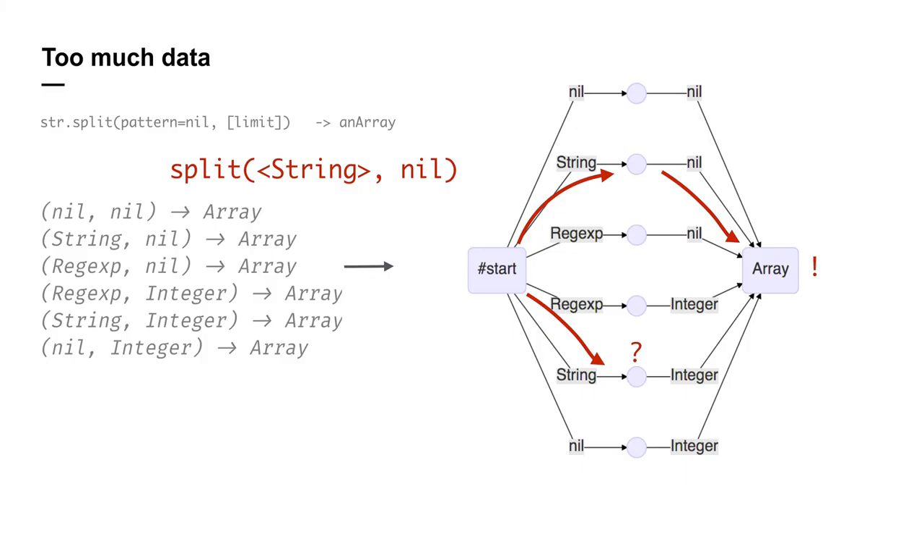For example, we are given a string and nil parameters. We start at the start node and go by the arrows, find the arrows with string type on them, and then try to find the arrows with nil on them from those nodes. Well, we see one path which succeeds, and we know that the return type will be an array.